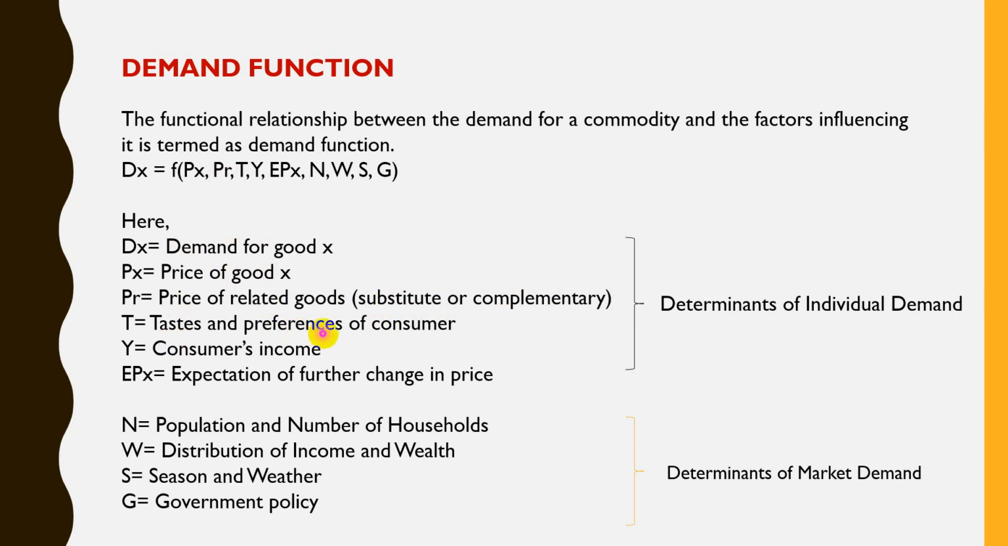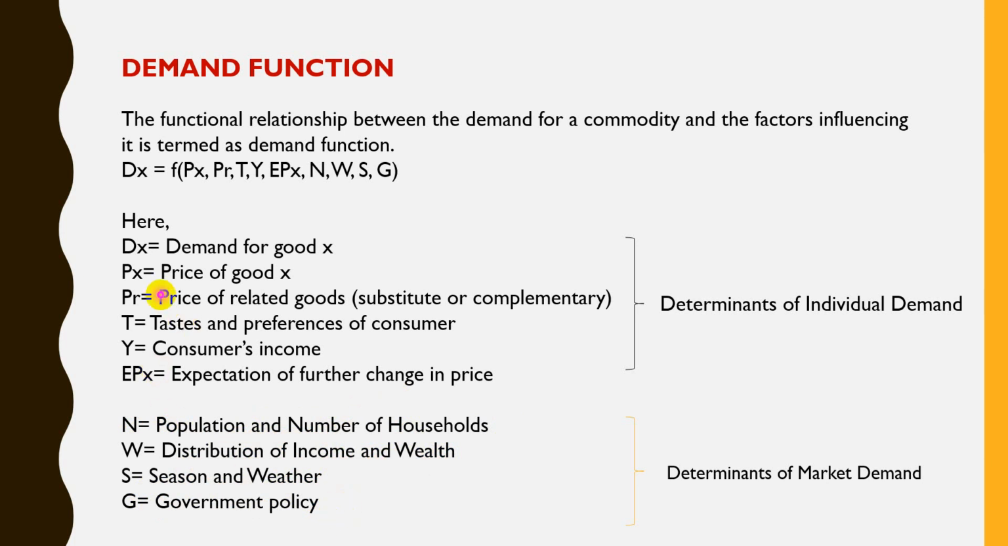T is the tastes and preferences of the consumer. Y is the consumer's income. EPx is the expectation of further change in the price of the commodity. X means own commodity, own price. There is further expectation of change. N is the population or number of households. W is the distribution of income and wealth. S is the season and weather condition. G is the government policy regarding taxation and subsidies.